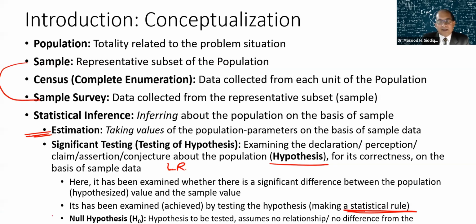And here we have two types of hypothesis. I am taking an example. One is a null hypothesis, the hypothesis to be tested, that assumes no relationship or no difference. And the other one is the alternative hypothesis. So now I am taking some examples of how the hypotheses are constructed. Then I am going forward.